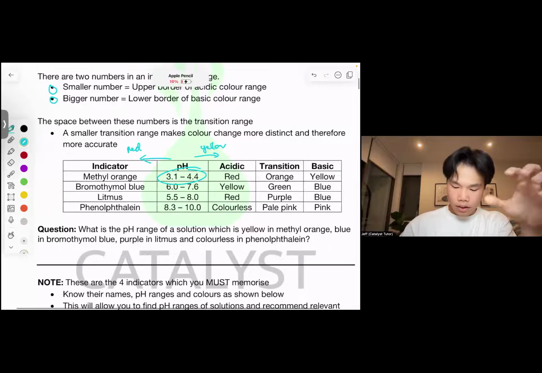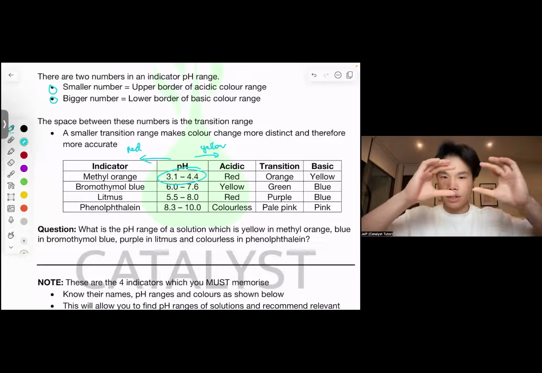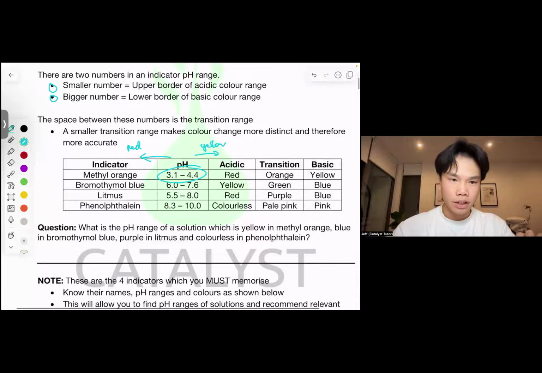Okay. Similarly, for bromoethanol blue, litmus, phenolphthalein, you have a range with an acidic side, basic side, and transition. So understand how you read pH.